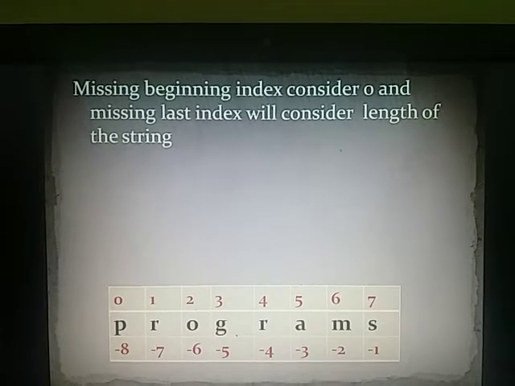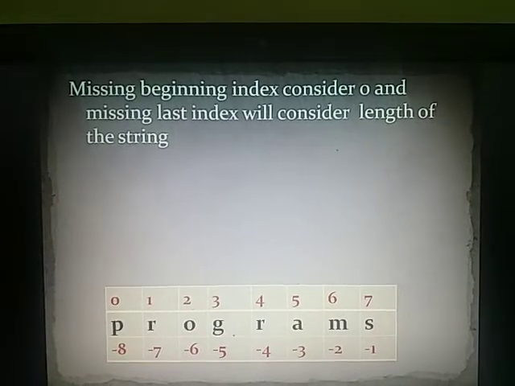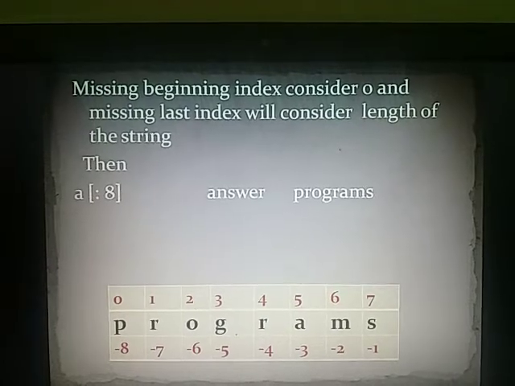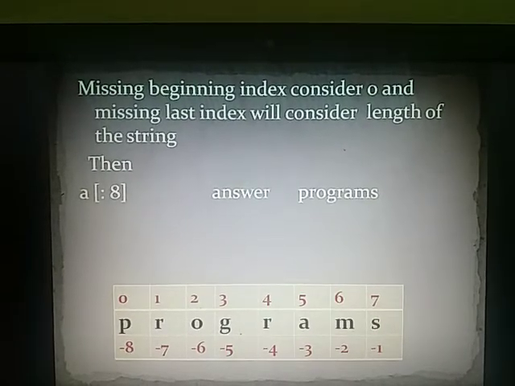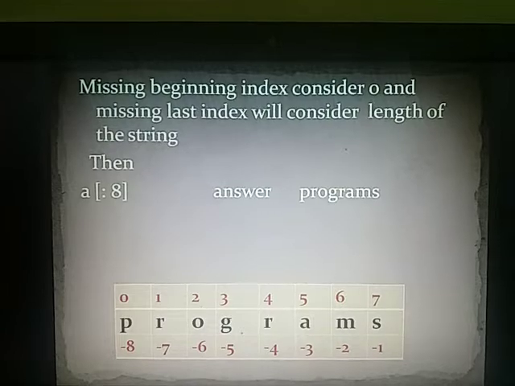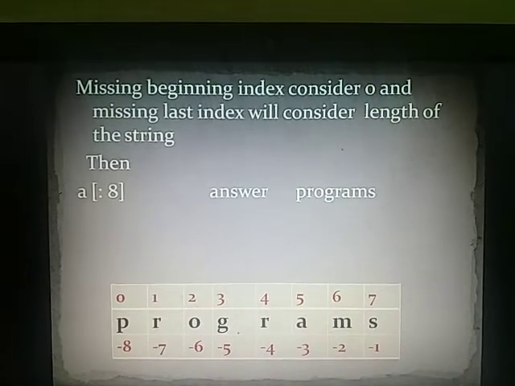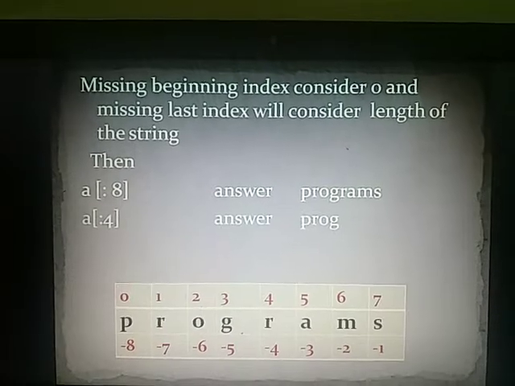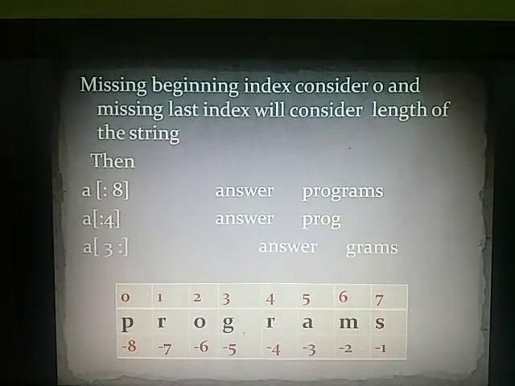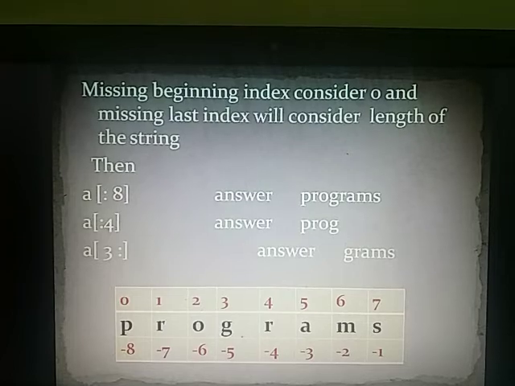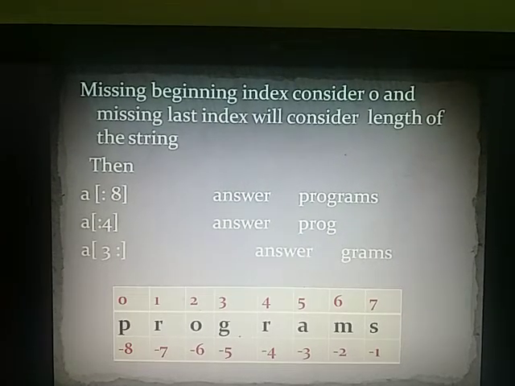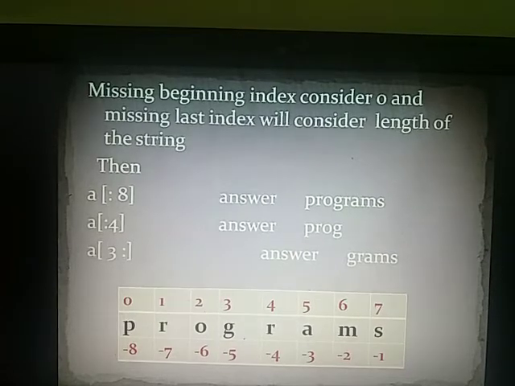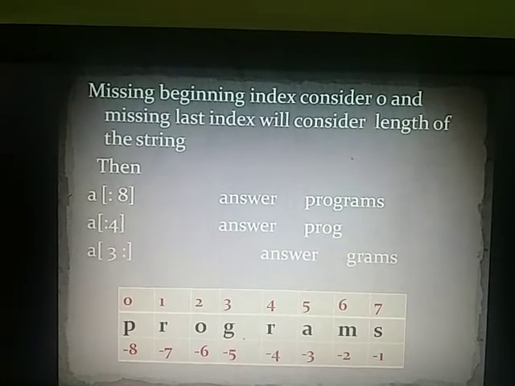Now, if the beginning index number is missing or the last is missing, here is a different example. In this one, the first one is missing, so the default value will be considered as 0 for the beginning index number and the answer will be "programs". Similarly in this one, the last value is missing, then the default value will be length minus 1. So it will start from 3 and move till 7. The whole will be taken.